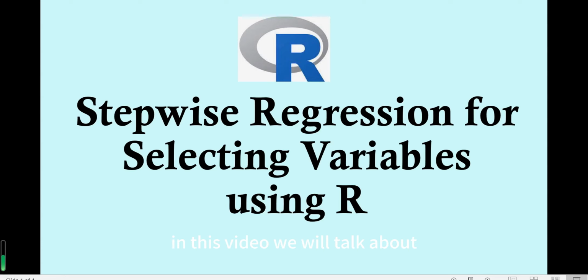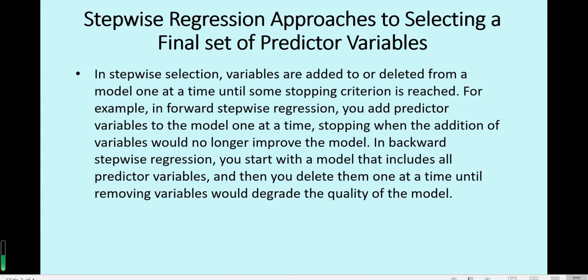In this video, we will talk about stepwise regression for selecting variables using R. So we know in a linear regression model, a very important question is which variables will be selected in the final model. One approach is called stepwise regression. In stepwise selection, variables are added or deleted from a model one at a time, running the model until some stopping criterion is reached.